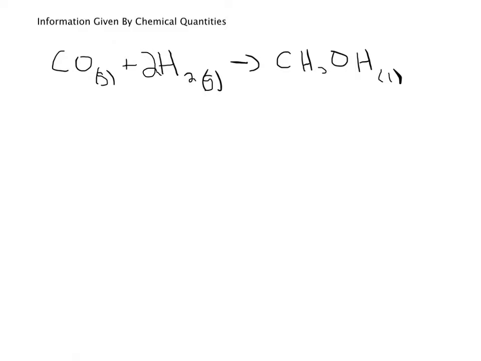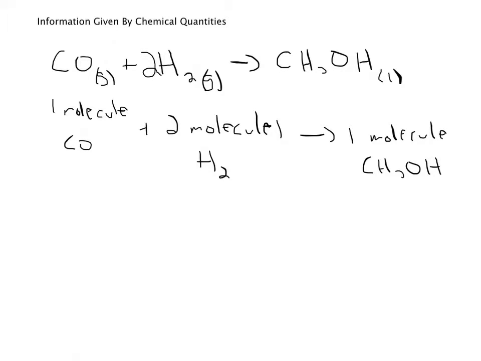Everything else is balanced. So now what I want to talk about in this video is what's the information conveyed by this equation. And there's a lot of information here. In fact, we could say a couple things. One thing we could read would look like this: 1 molecule of CO plus 2 molecules of H2 forms 1 molecule of methyl alcohol. That's one way we could read it.